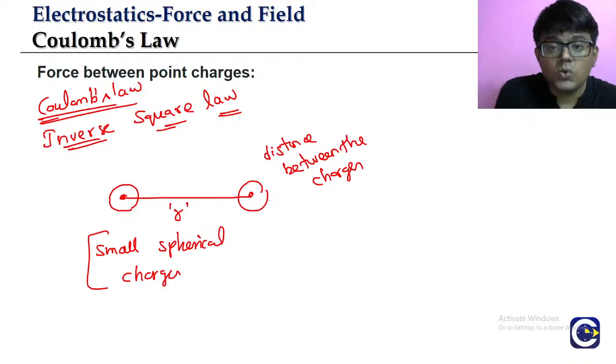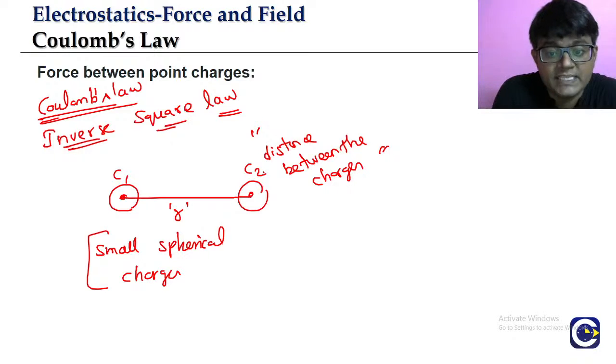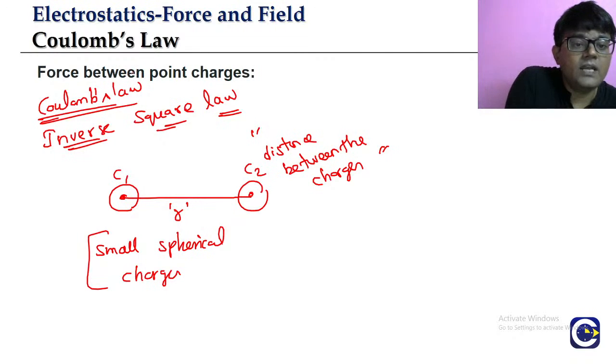Though Coulomb did the experiment for small spherical charges, he took the center to center distance in the spheres as the distance between the charges. But when we make the general statement of Coulomb's law, we will make the statement for point charges.